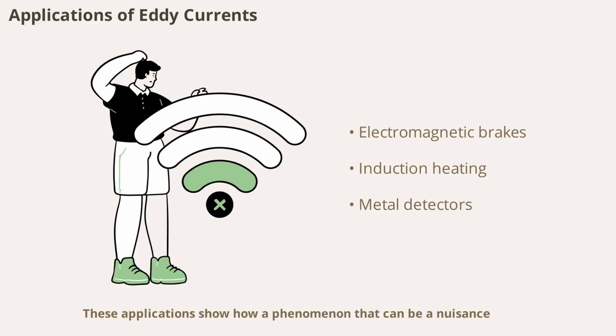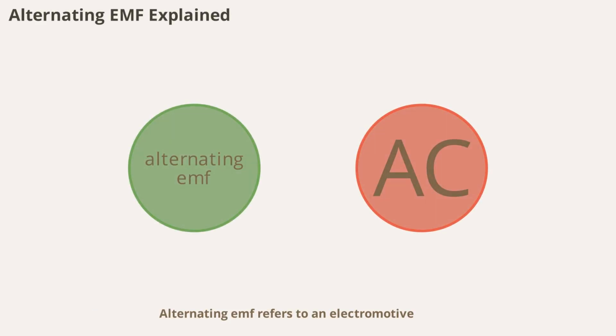These applications show how a phenomenon that can be a nuisance in some contexts can be harnessed for useful purposes in others. Alternating EMF refers to an electromotive force that changes direction and magnitude periodically. This is the principle behind alternating current, AC electricity, which powers most homes and industries. Alternating EMF is produced by rotating coils in magnetic fields, as in generators. The periodic change allows for efficient transmission of electricity over long distances, making it a cornerstone of modern power systems.